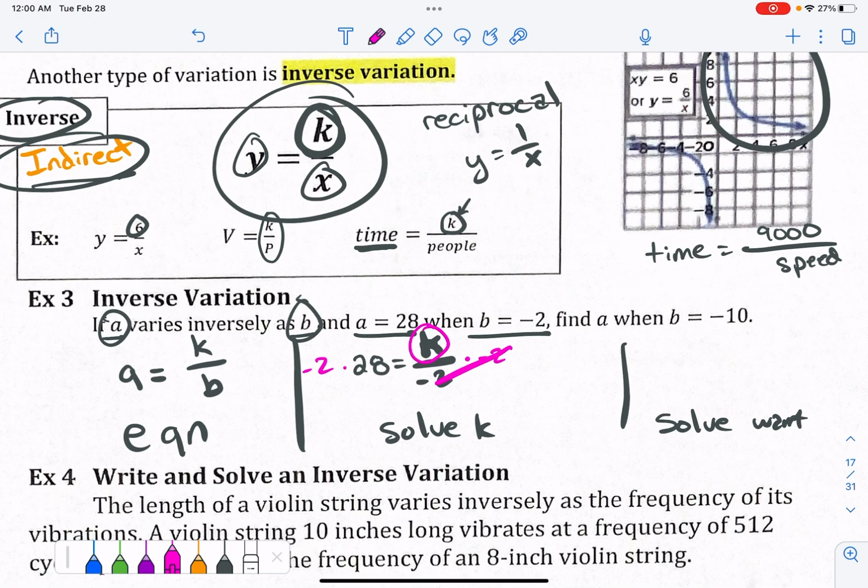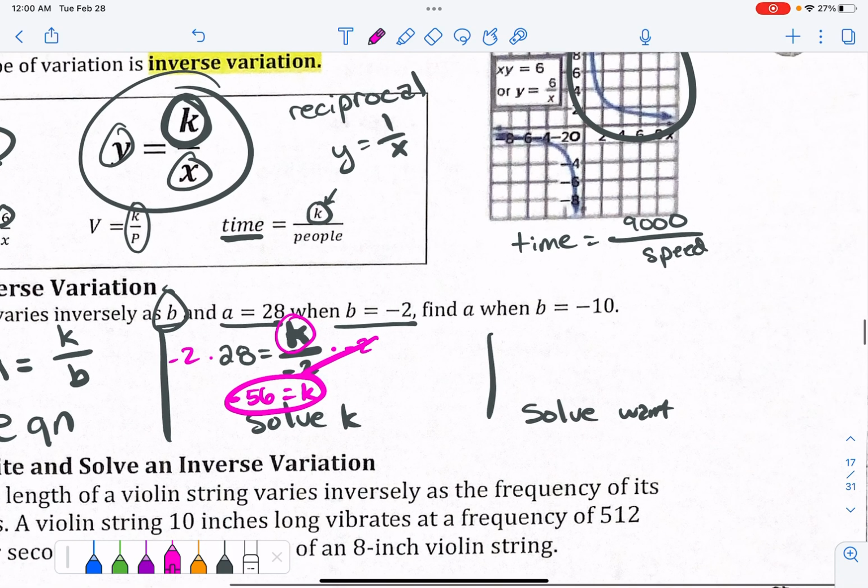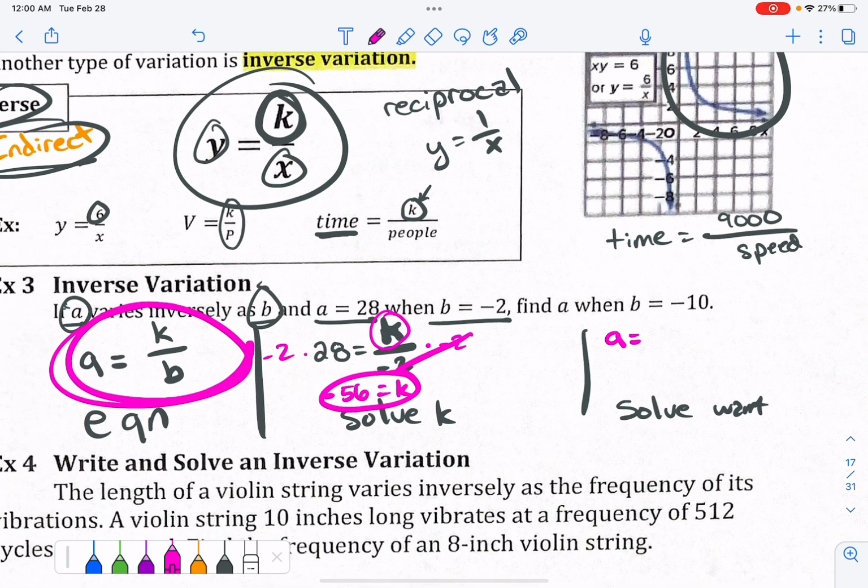And -2 times 28 is -56, and that's what our K value is. Okay? All right, then I'm going to go over here and solve for what I want. So I'm going to rewrite everything. A equals, right here, like just rewriting this, -56 over B.